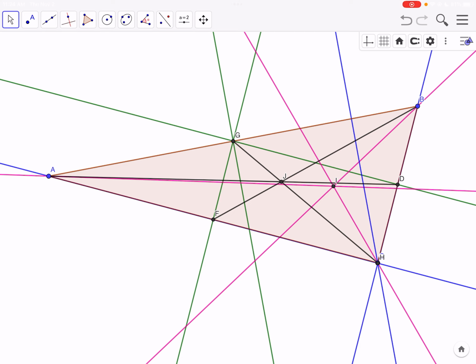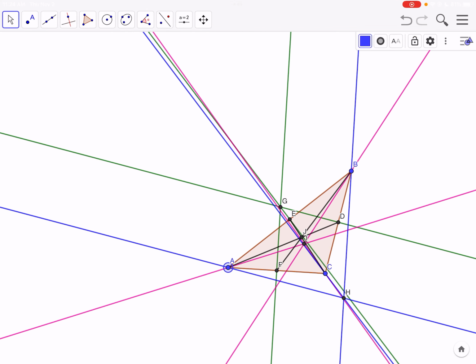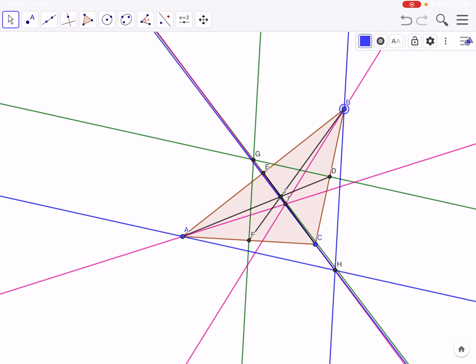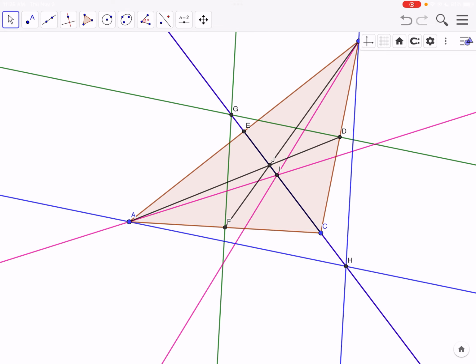I know that this is a scalene triangle because all the lines are different lines. The green, the pink, the blue, the black, they're all separate lines. Now, what would happen if I change it up a little bit here? Could I make this triangle be isosceles? Yes, right now I know it's an isosceles obtuse triangle. How do I know that? Well, G and H are outside the triangle. That's the circumcenter and the orthocenter. They're outside the triangle. I know it's obtuse.